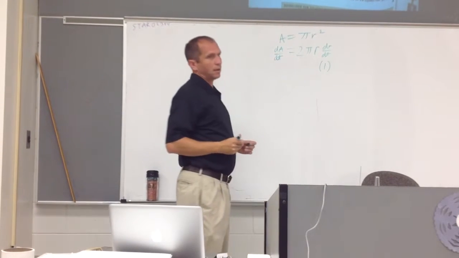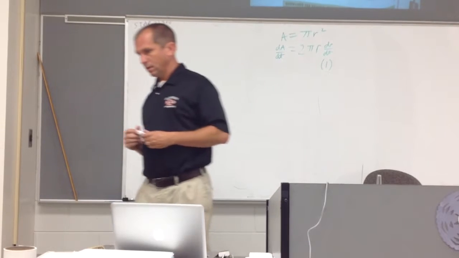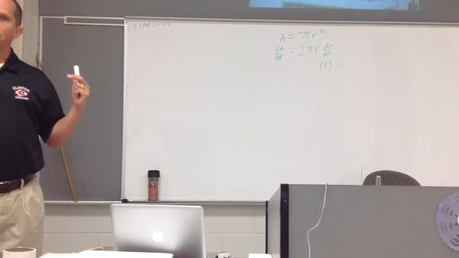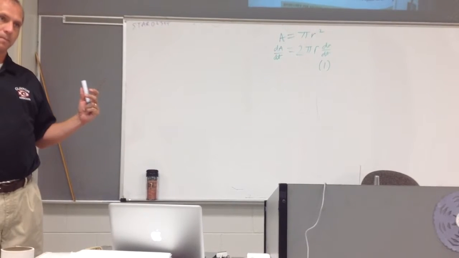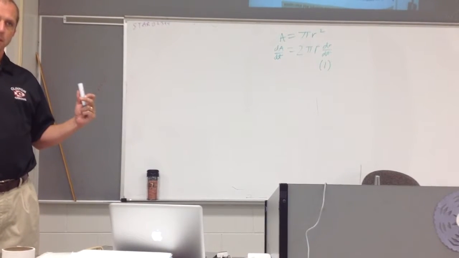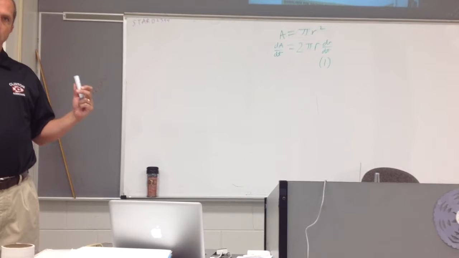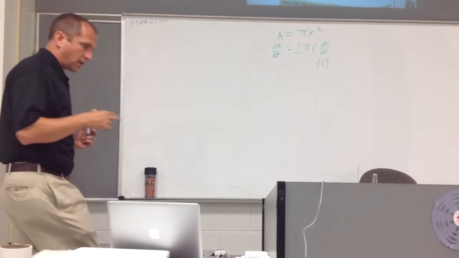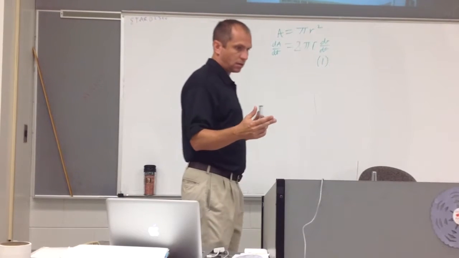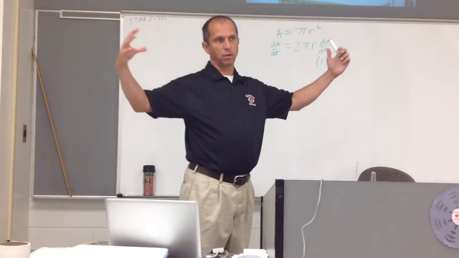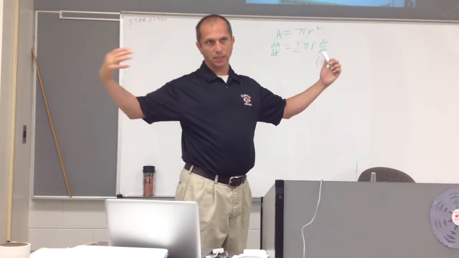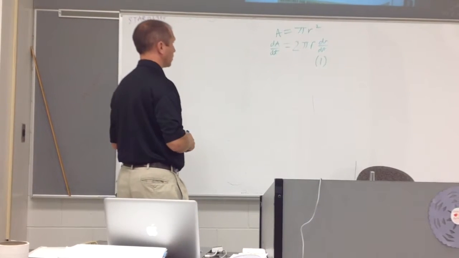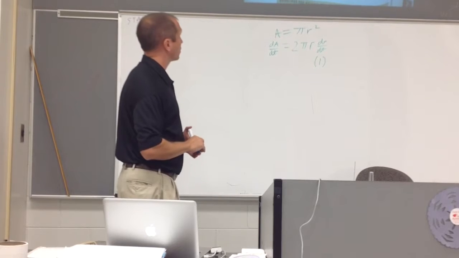Alright? Now, remember we said the area is changing based on the radius, but at a different rate. So it's going to depend on what the radius is. If the radius is changing at a consistent rate, then as the circle gets bigger, the area is going to change even more. Or quicker, I should say. So what radius are we concerned with here?